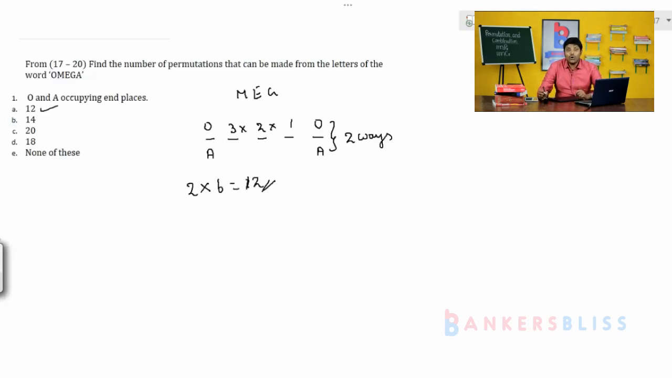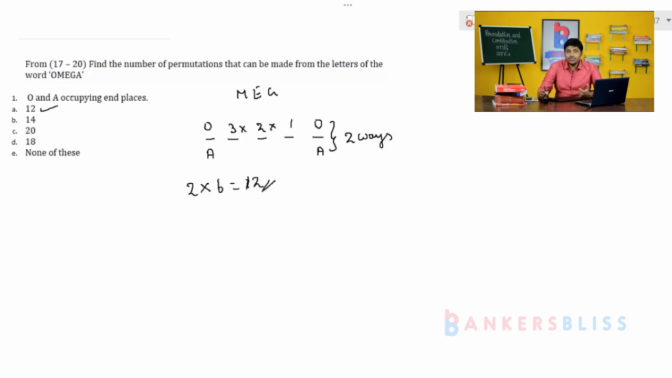Let me repeat again. O and A have to occupy the end places. So for the first place, can O come or A come? If O comes in the first, A goes to the last. If O comes to the last, A comes to the first. So you have 2 ways.